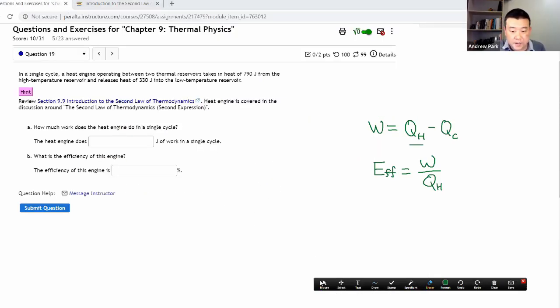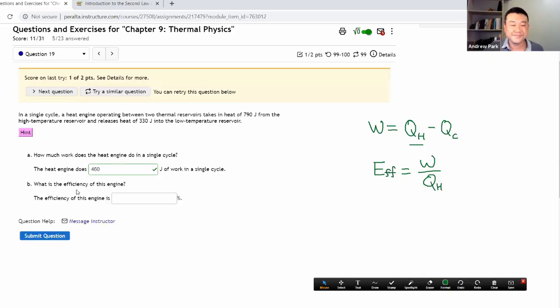It says in a single cycle that it takes in this much heat. So that's my heat input, QH, and releases this much heat. That's my heat loss, QC. Also, I just need to take the difference. So 790 minus 330, I think I can do that in my head. That's 460. So 460 joules of work is how much work it does.